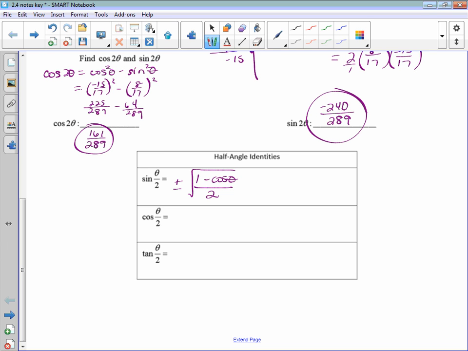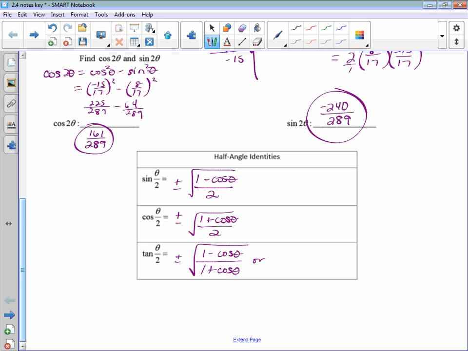All right, then for cosine of theta over 2, it is also plus or minus a big square root. This time it's 1 plus cosine theta over 2. Then tangent. I remember tangent because it's kind of like sine over cosine. So this one is plus or minus the big square root of 1 minus cosine theta over 1 plus cosine theta.